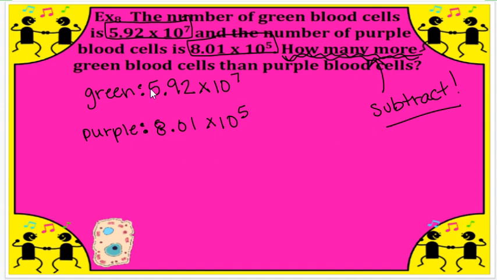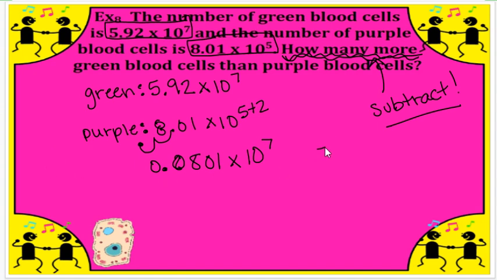All right, so the first thing I need to do on these two numbers is make sure they have the same power of 10, which they don't. This has a 7 and this has a 5. So I'm going to add 2 to this one and move that decimal 2 spaces. So this becomes 0.0801 times 10 to the 7th. Okay, so now I'm ready to subtract.